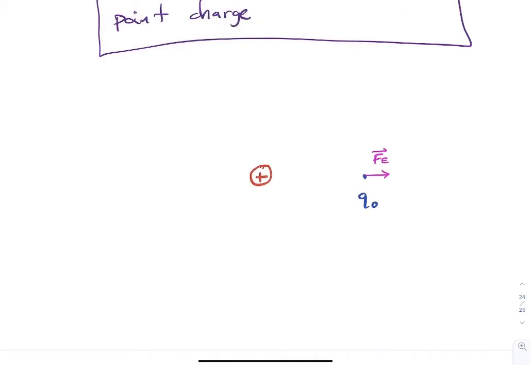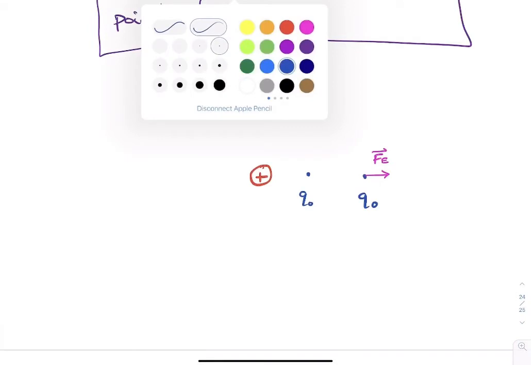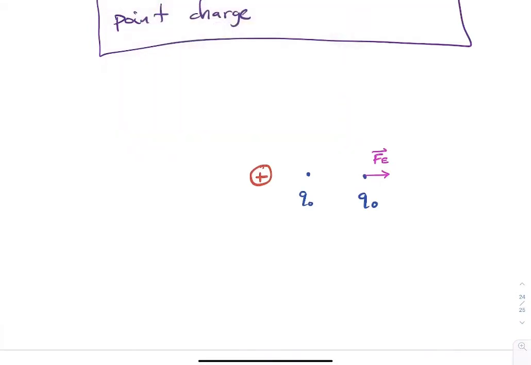Now I could put the positive test charge somewhere else, maybe right here. If I move the positive test charge closer to that positive point charge, would the electric force get bigger or smaller? Well, remember the electric force, Fe, goes like 1 over r squared. So if we make the denominator smaller, then the electric force would get larger. And so we could show that with a longer arrow, Fe.